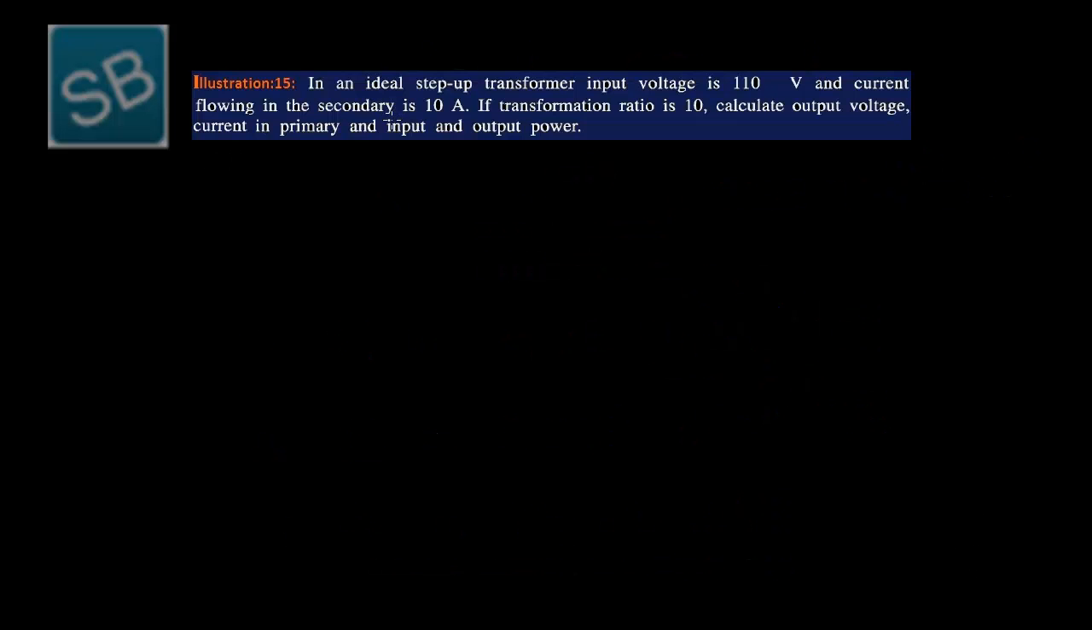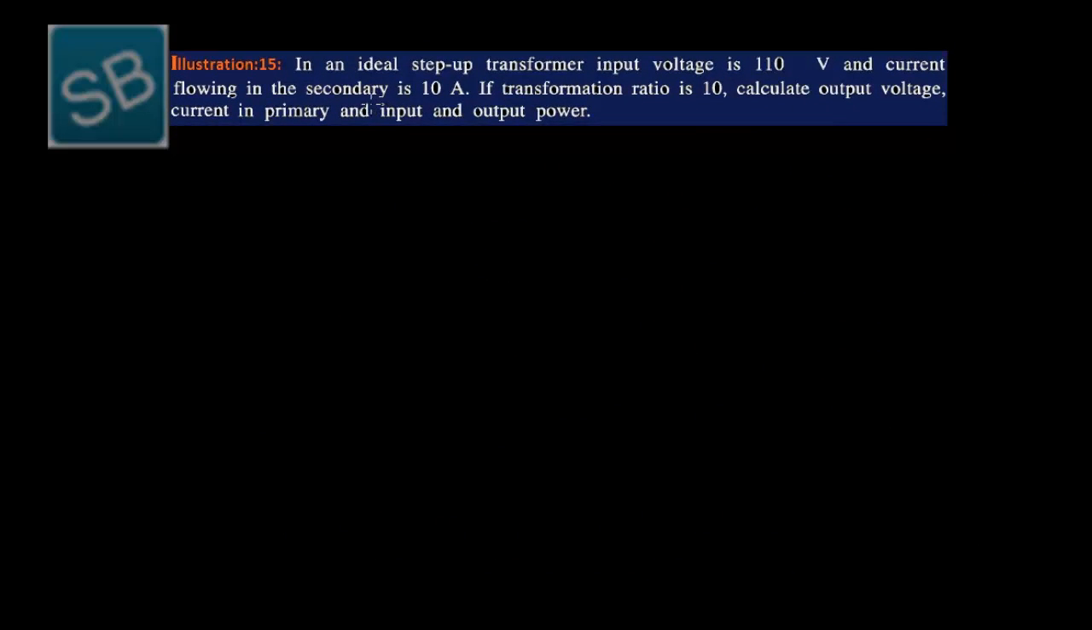Illustration number 15: in an ideal step-up transformer, the input voltage is 110 volt and the value of current flowing in the secondary is 10 ampere. So I_S is given, it is 10 ampere. Also, the transformation ratio is given as 10. So r actually is given, it is 10, and that is equal to Ns over Np.